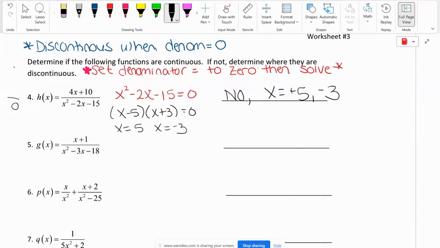Okay, next one. Same idea. We want to know if it's continuous. If it's not continuous, we want to find out where it's not continuous. So we're going to take x squared minus 3x minus 18 and set it equal to 0. So we're going to have an x minus 6 and an x plus 3.